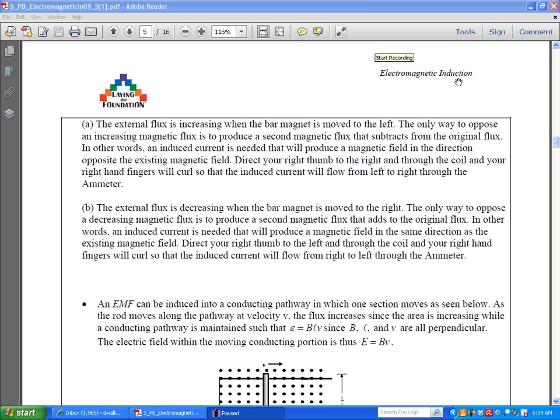Okay, I don't know where I was, so we're going to pretend that I was talking about part B. But if the flux is decreasing when the bar magnet is moved to the right, then you need to increase it to the right. So your thumb of your right hand needs to point... Yeah, I have a few issues with that one right there. We're going to go with what they have here because I feel pretty confident that I'm the one that's messing it up.